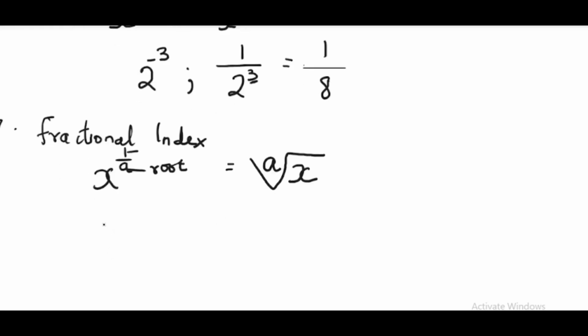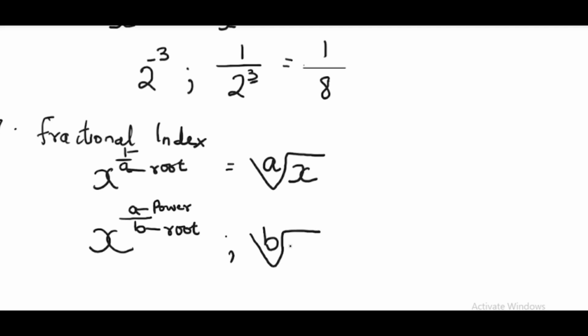But then what if something other than 1 is the numerator? What happens? Let's look at that case where I can have a over b, right? Where a is not equal to 1. That means this will become my power, while this will become the root. So that means I will have the b-th root of x raised to the power of a.